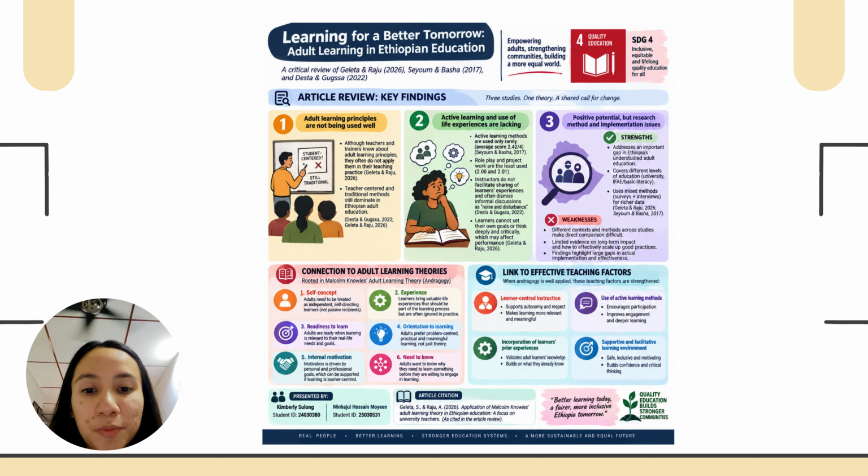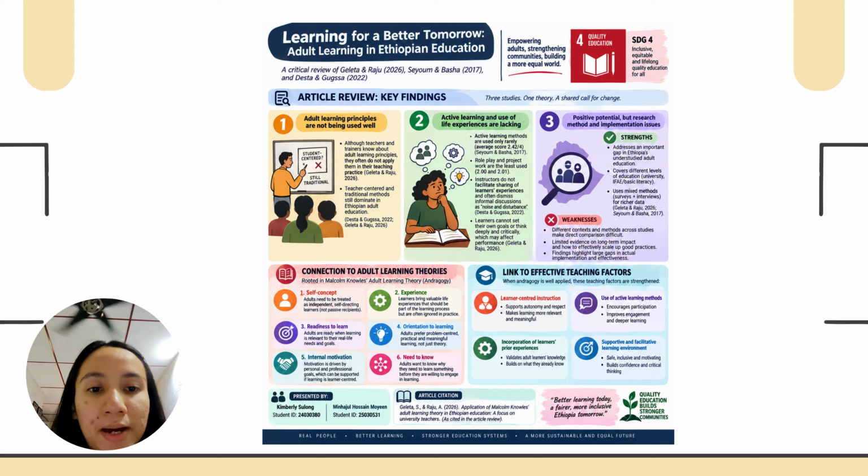So today, we are taking a deep dive into an empirical research study by Galeta and Raju, Seyum and Basha, and Desta and Guksa. By the end of this session, you will be able to identify the key implementation gaps in adult education, as well as apply Malcolm Knowles' 6 assumptions of Andragogy to design effective workplace training, and also connect adult teaching methods to SDG for quality education.